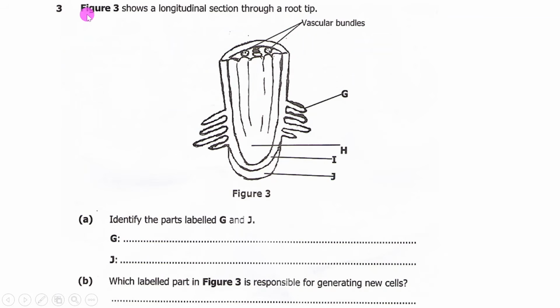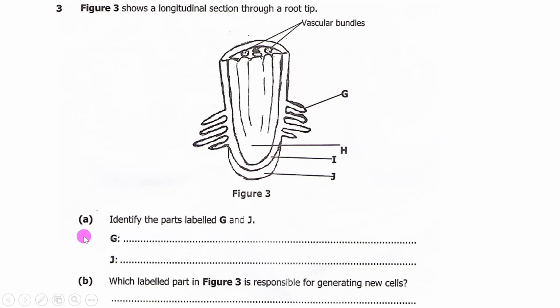So we have question 3, which says figure 3 shows a longitudinal section through a root tip. So this is a root tip and this is a longitudinal cross section. Here we have the vascular bundle. Here we have a G, this part. Then this part is labeled H. Then this part is I. Then this part is J.